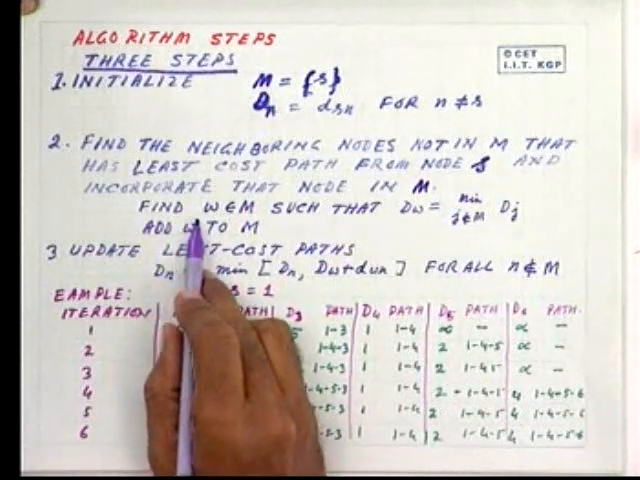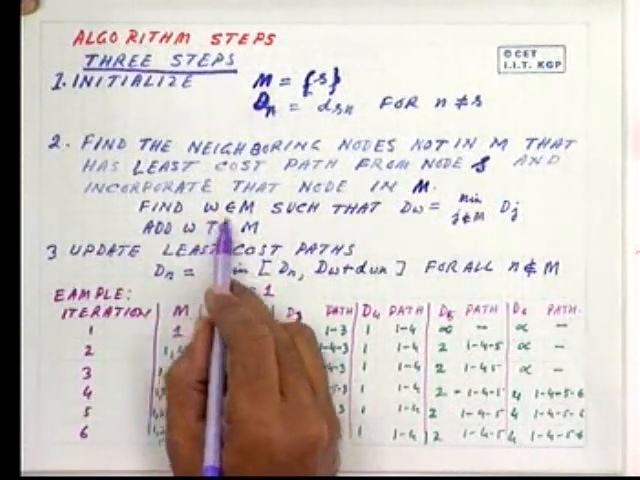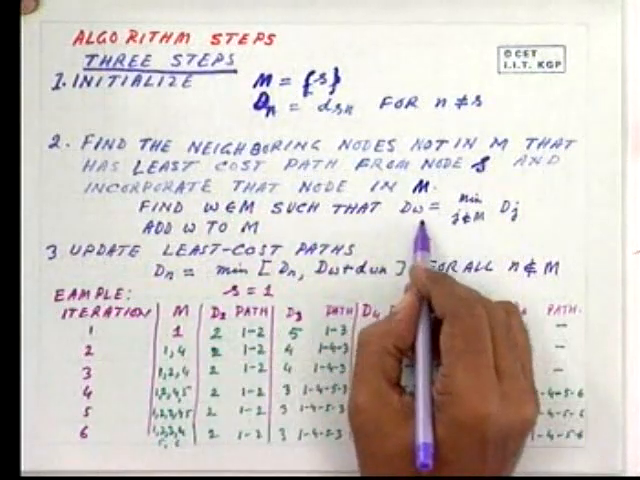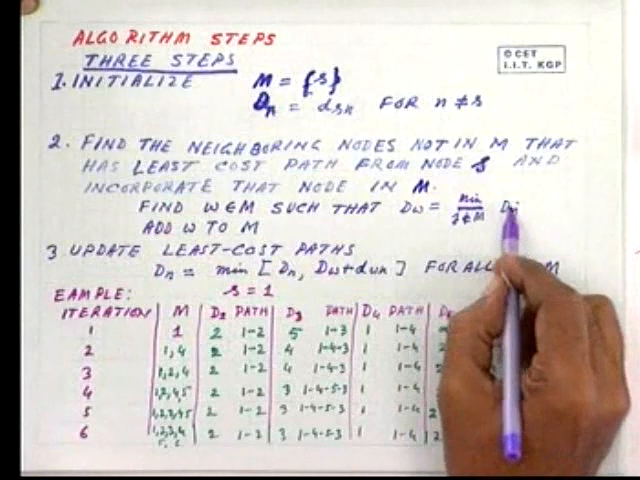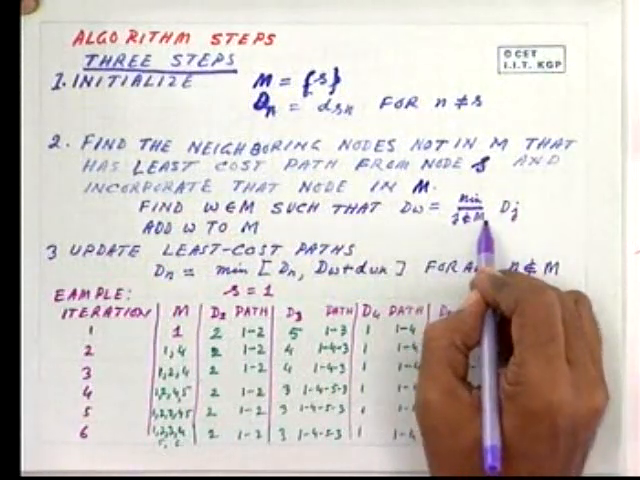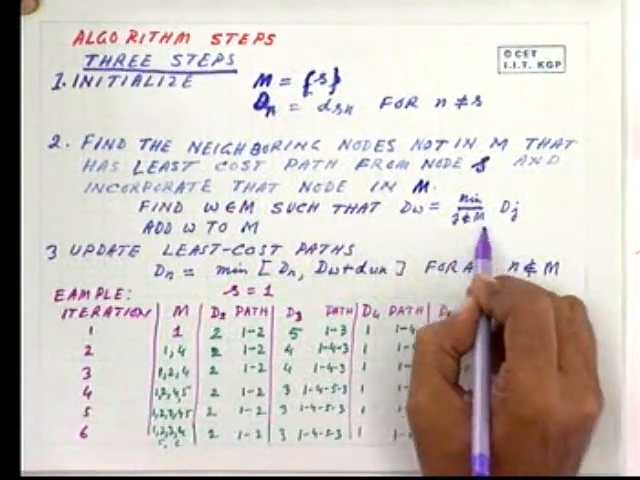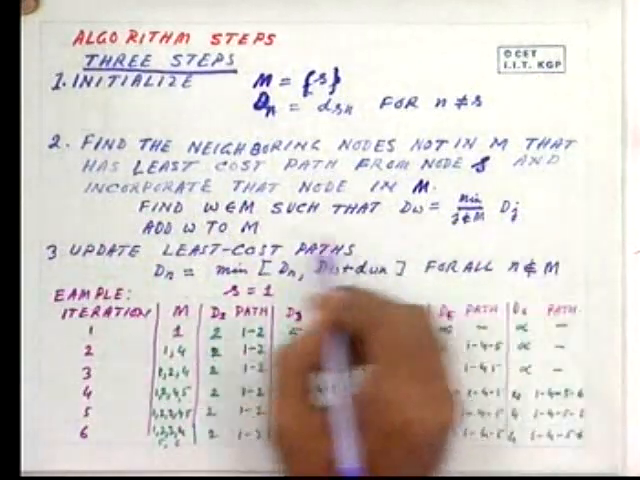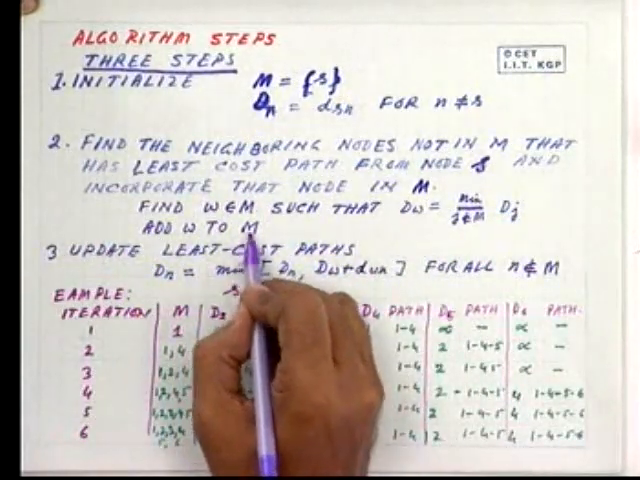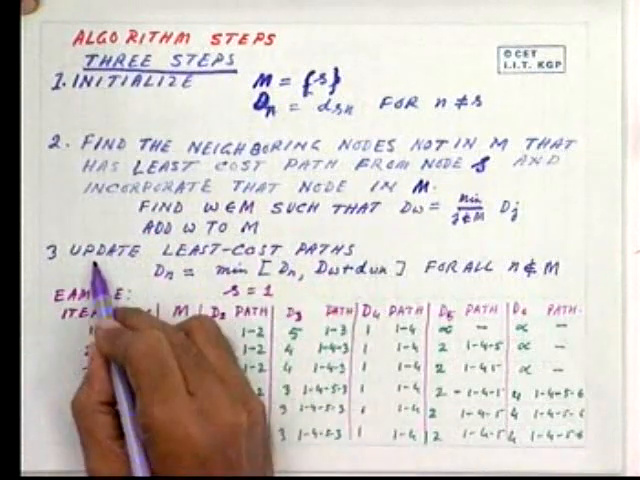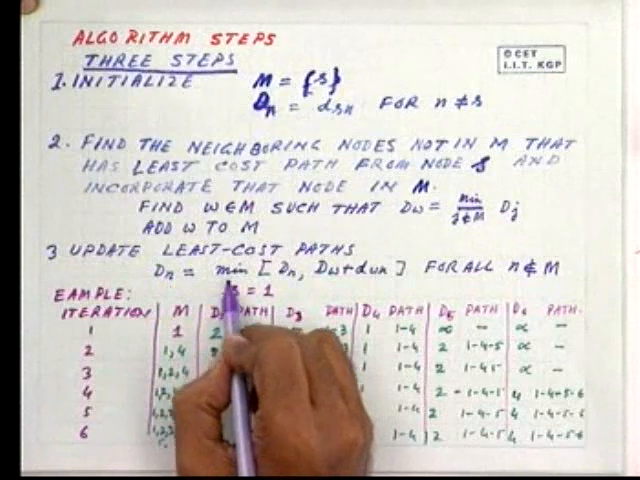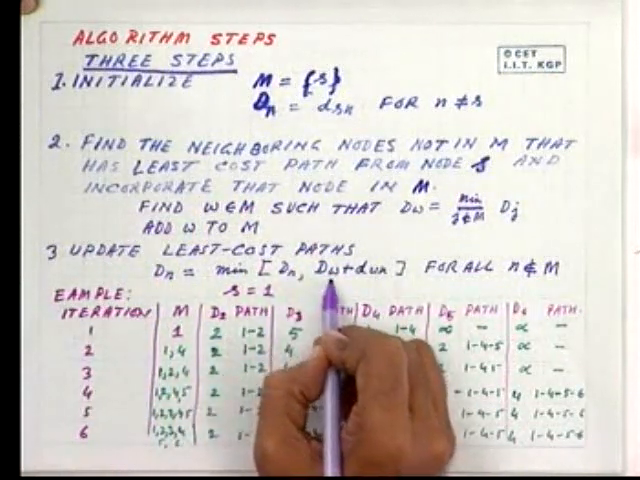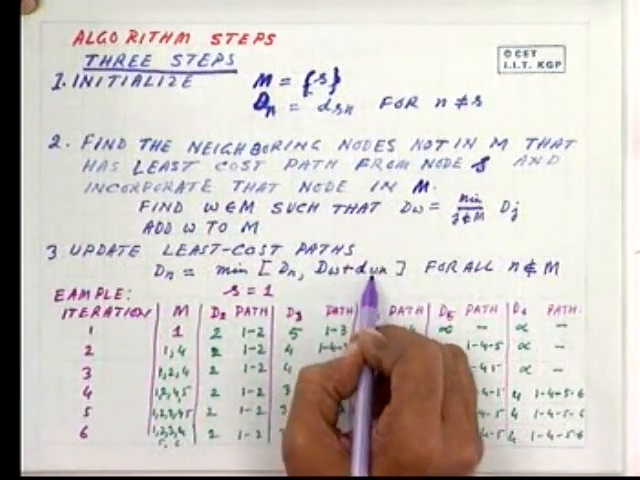And it finds out W, which is part of M, such that dW is equal to the minimum of dj for j in M, and finds the minimum cost. That particular node is added to M, and then update the least cost paths, which is dn is equal to the minimum of dn or dw plus small d wn.